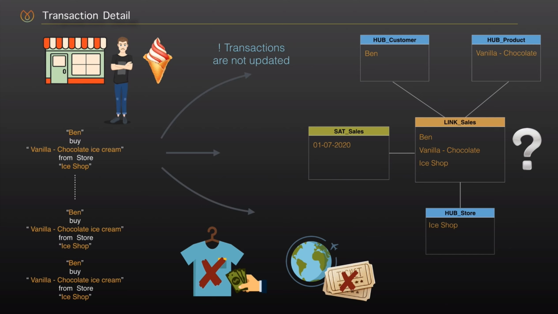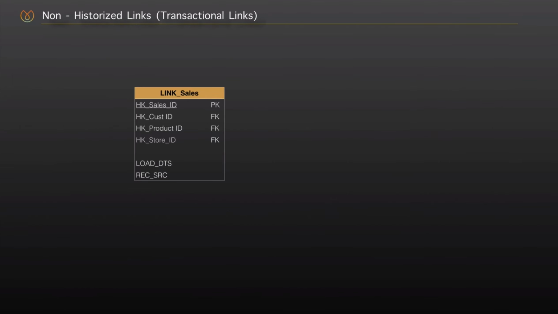So maybe we need to make some kind of change in the structure of the link that will be helpful for us. The first methodology we use to model transactions or sensor data is the usage of non-historized links, which are also known as transactional links. So we simply insert the identifier key from the source table that makes our sales unique. In this scenario, we can assume that sales ID uniquely defines each transaction and will be inserted into the non-historized link. And this identifier, which makes your transaction unique, can also be a composite attribute.